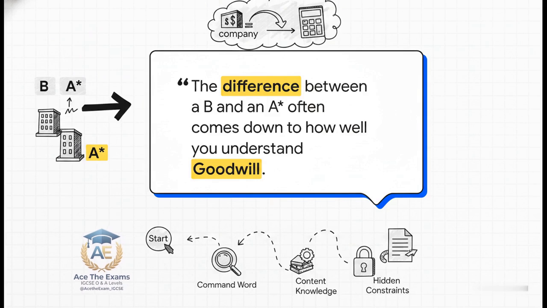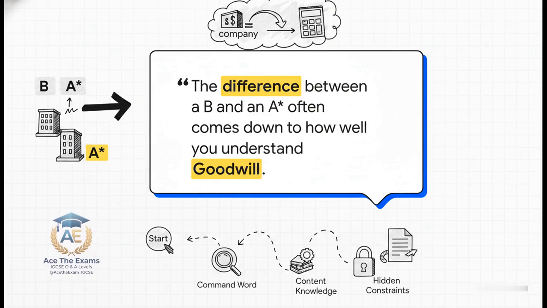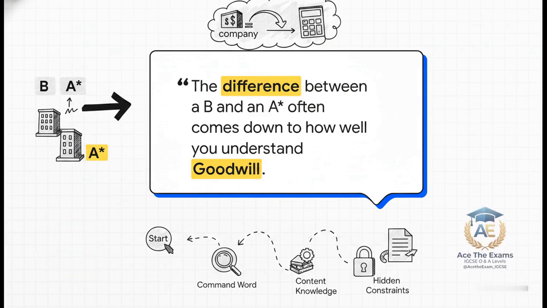To put this into perspective, imagine two candidates. Let's call them Alex and Sam. Alex is highly technical, brilliant at formulas, but strictly factual. When asked to evaluate, Alex just lists the calculations. Sam, on the other hand, is a creative thinker, strong at arguments, but maybe struggles with structural precision. To get the A-star, you have to merge both. You need Alex's technical precision and Sam's broad evaluative reasoning.